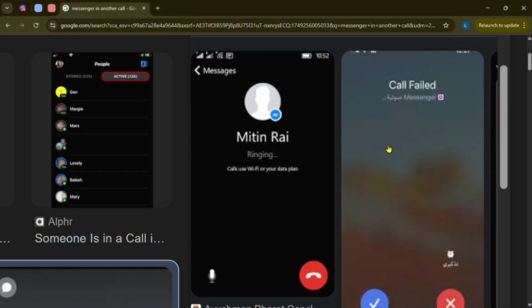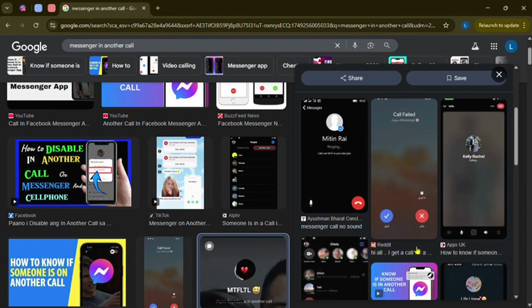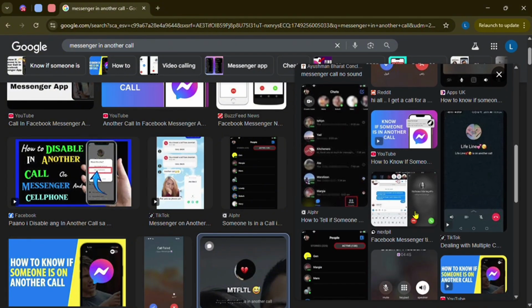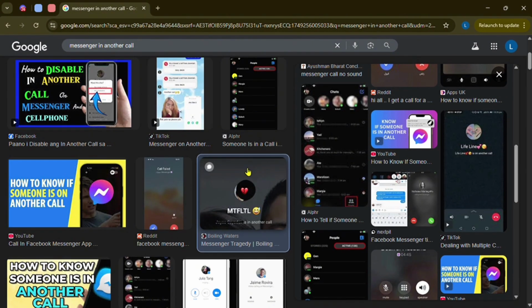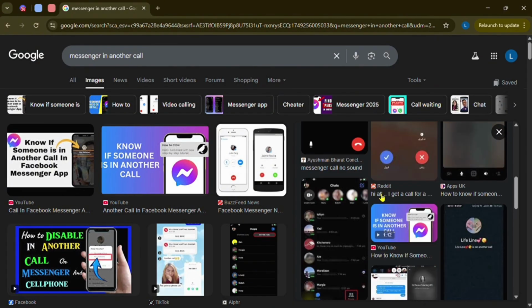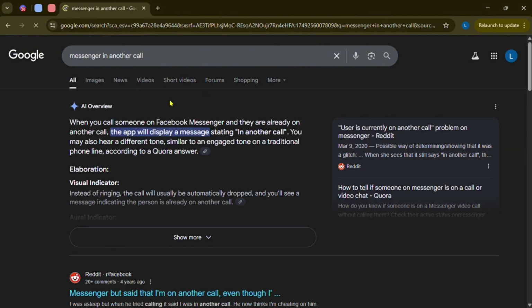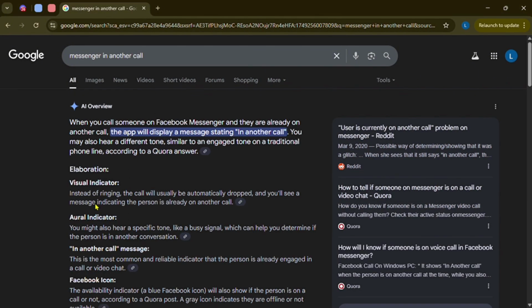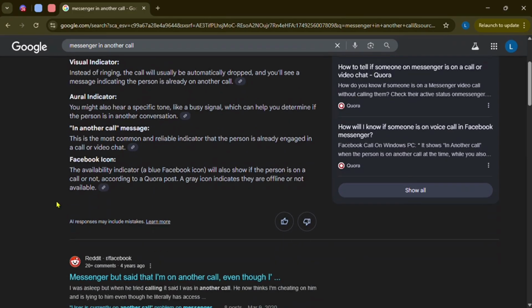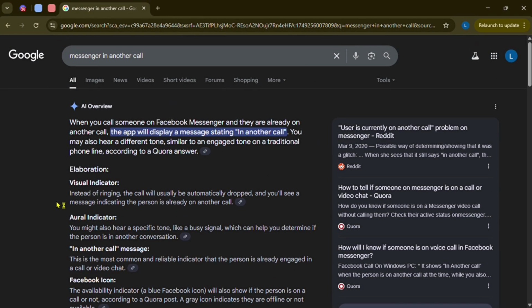This will show up. That person is in another call, or it also may show up that the person cannot be contacted because he or she is in another call. So that's basically it. It will display another call message for you to know that this person cannot be called in the meantime because he or she is in another call.